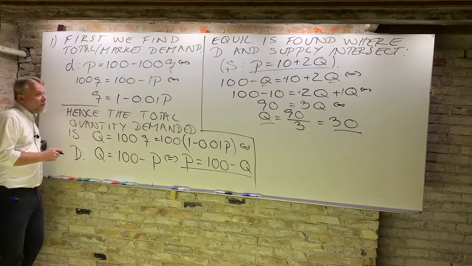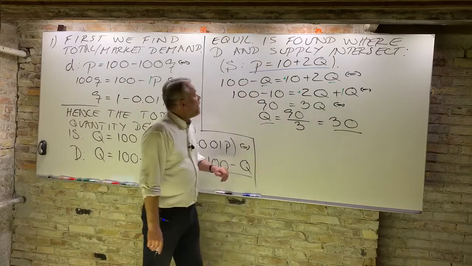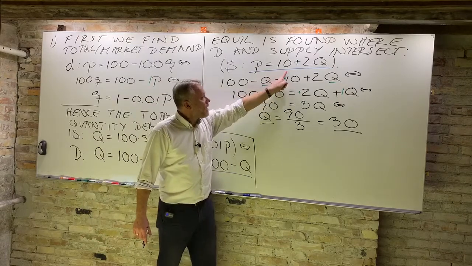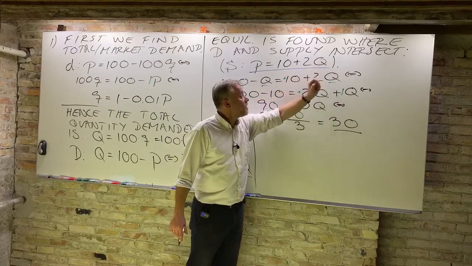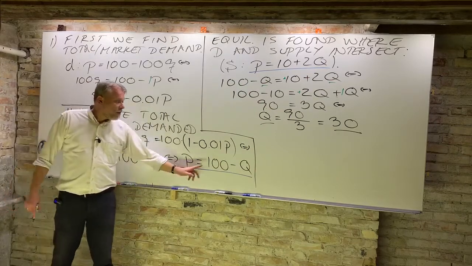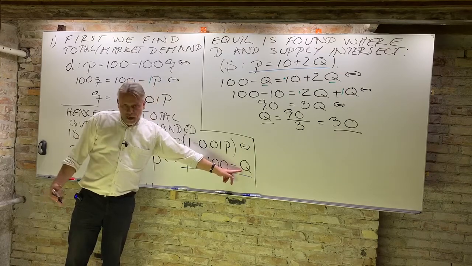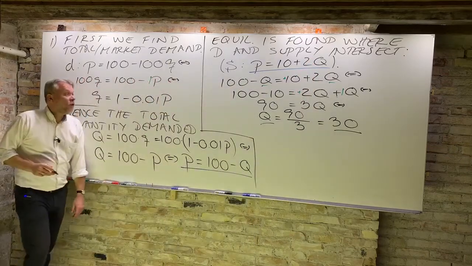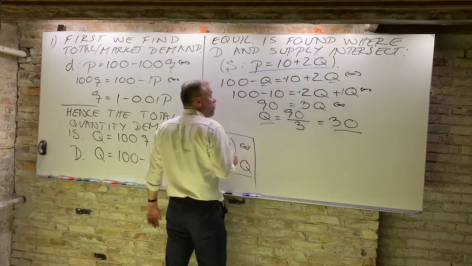Then we need to find the price, and you can now find the price by simply inserting the quantity found into either the supply curve. If you do that, you get 10 plus 2 times the quantity, which is 30, so you get 10 plus 2 times 30, that's 70. Alternatively, you insert into demand, giving you inverse demand, you get 100 minus the quantity, 100 minus 30, that's 70. You will get the same regardless of whether you insert into inverse supply or inverse demand, so there really isn't any point in doing both. You can just write, if you want to, that you could do both.